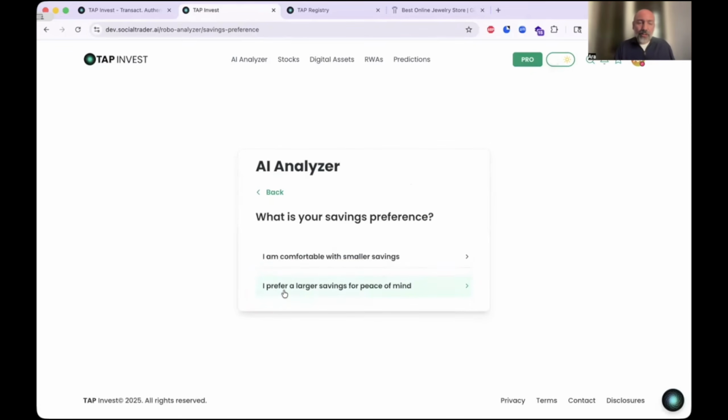And then what are your savings preferences? Do you prefer to have more money invested or more money in your liquid account? If you prefer to have more money available in your liquid account, then tell it you have more peace of mind with a larger savings. If you're comfortable having more money invested, then tell it you're comfortable with a smaller savings.